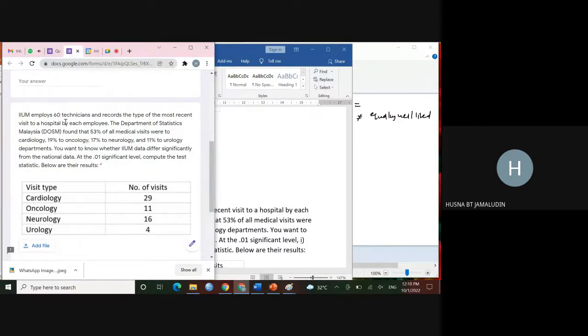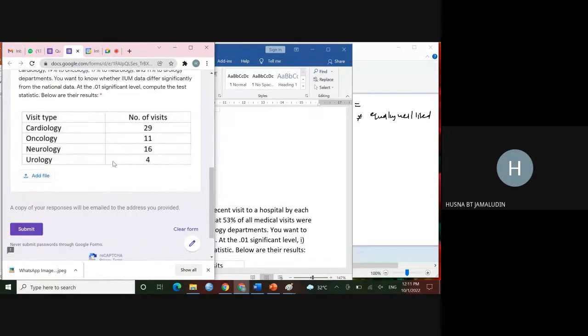UM employs 60 technicians and records the type of most recent visit to a hospital by each employee. The Department of Statistics found that 53% of all medical visits were to cardiology, 19% to oncology, 17% to neurology, and 11% to the last category. You want to know whether IIM data differs significantly. So it's not equal. Differ means not equal, right? From the national data conducted by DOSM. At the 0.01 significance level, compute the test statistics.